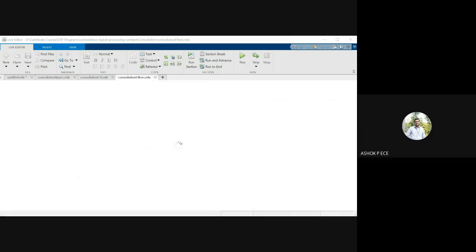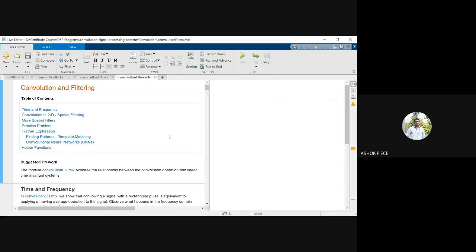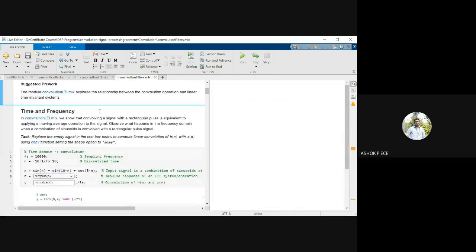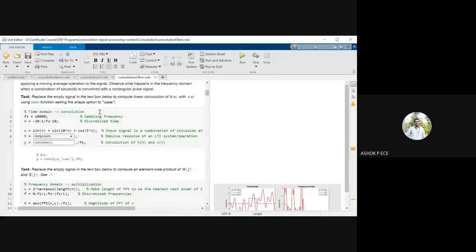Now filters. How to go about filtering in MATLAB. This is a very interesting example. I have taken three sine signals: sine of n, sine of 10n, and cos of 5n, and the input is a combination of three sine waves. And I am going to do filtering now. You are going to see how the signals are getting filtered.